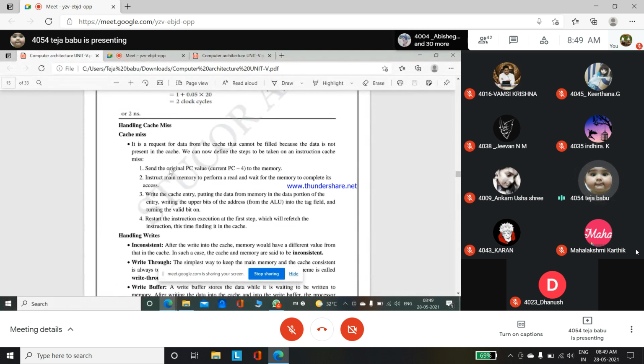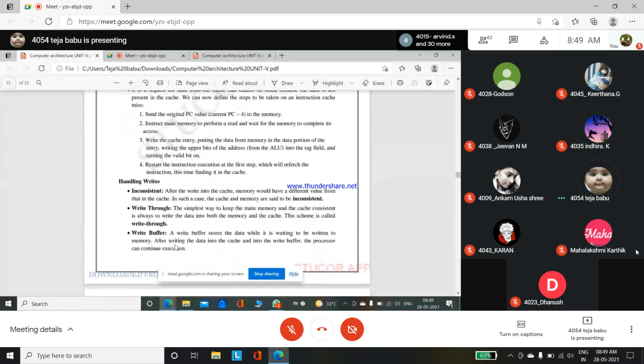After doing all this process, we have to restart the instruction execution at the first step. What we have done at the first step, we have to restart the instruction execution, and we will re-get this, finding it in the cache. So the data will be found in the cache memory.